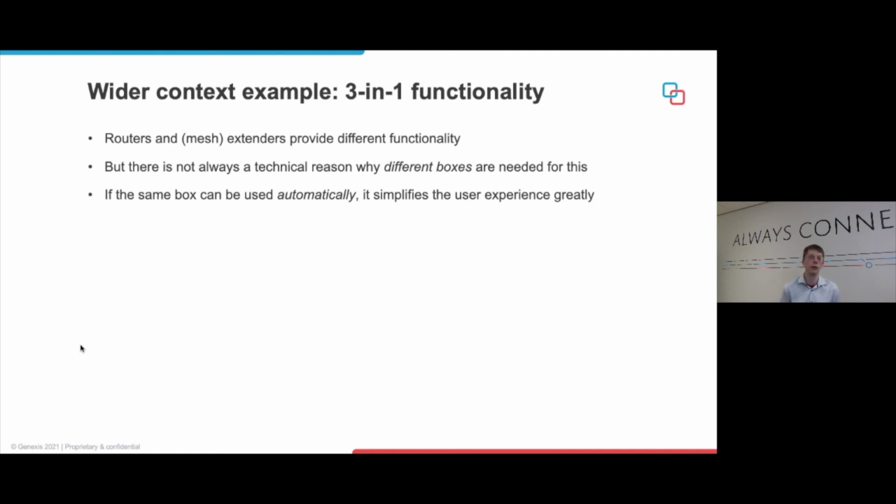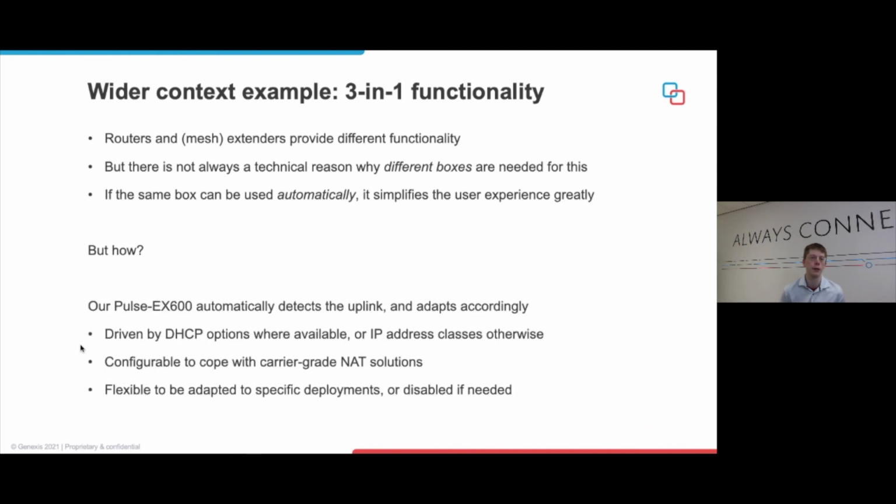Of course, great idea, but how do you make that work? It's not something that happens automatically if we don't put our work into this. And so our Pulse EX600 automatically detects the uplink and adapts accordingly. And just a couple of points on how this works. So first of all, these devices are typically driven by DHCP. They request an IP address upstream. And if they get certain DHCP options, then it can just tell them what role they need to play.